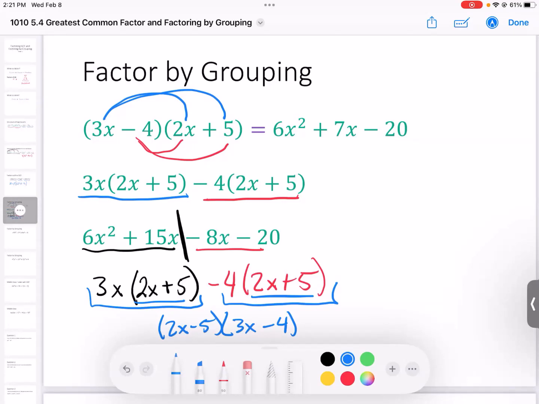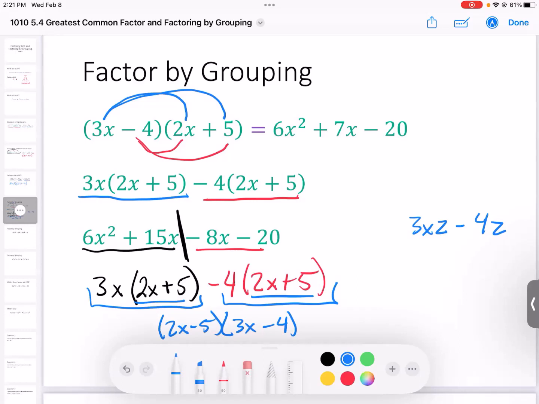So it's almost like you treat all of the parentheses stuff that matches as a single thing. It might be easier if you think about it as 3xz minus 4z. Well, if you were factoring that, you just pull the z out. But in this case, rather than having z, you have this complicated expression.